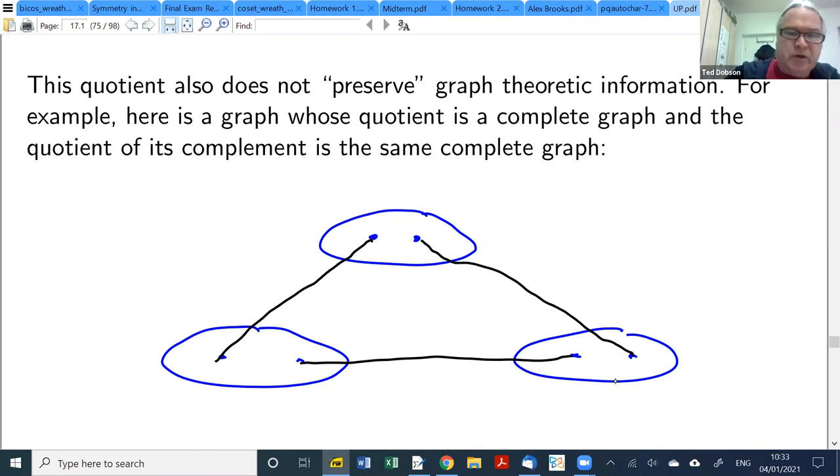Now, some information is preserved, but if you're just looking at a K3, there's no way that you're going to be able to reconstruct this graph without extra information. And I guess that's where covers come in.